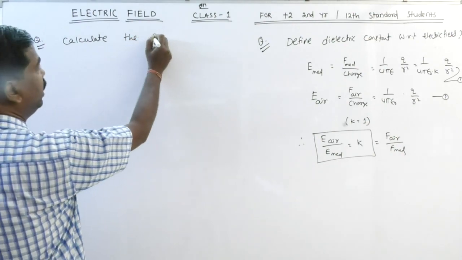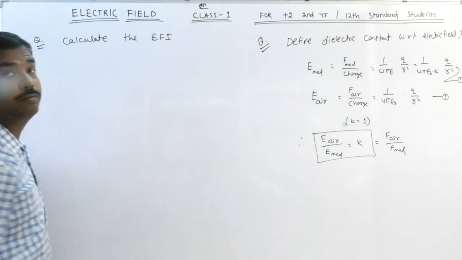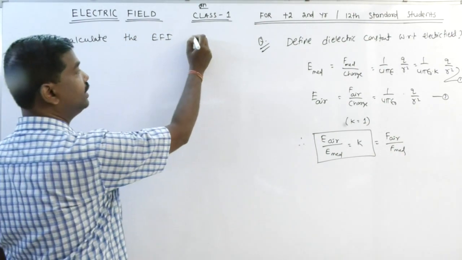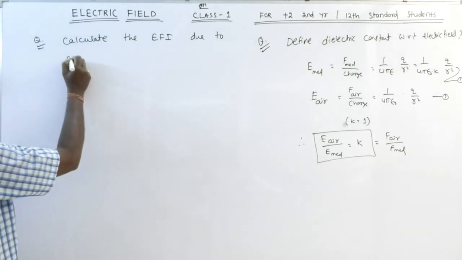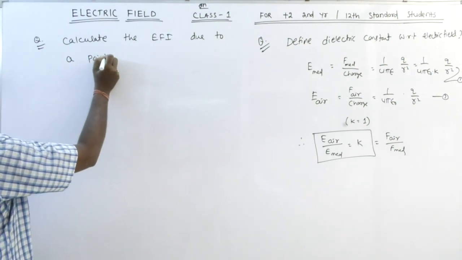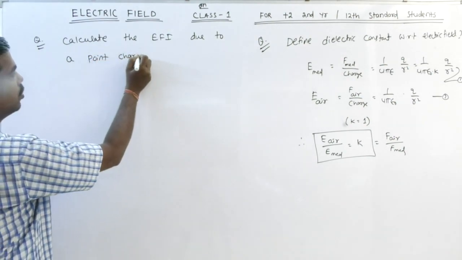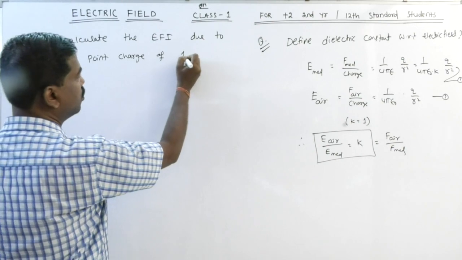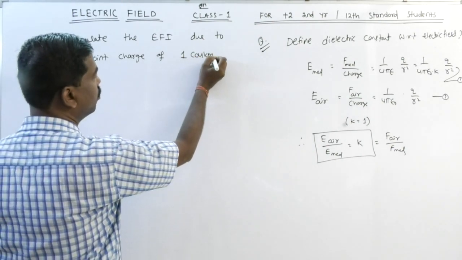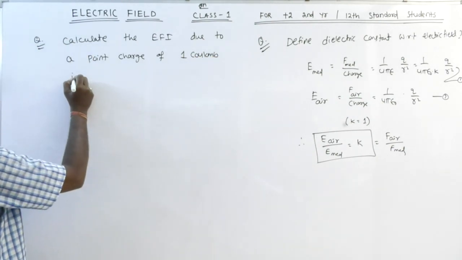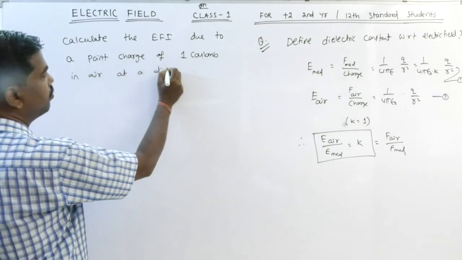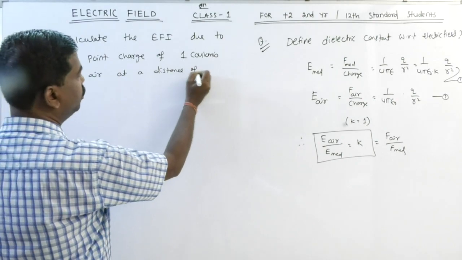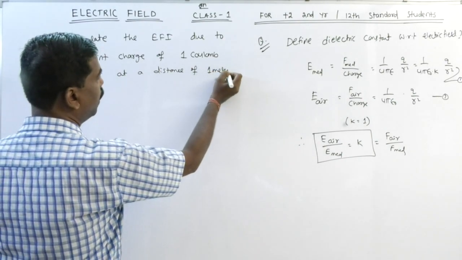Calculate the electric field intensity due to a point charge (1 Coulomb) in air at a distance of 1 meter.